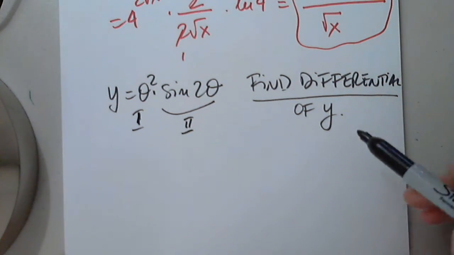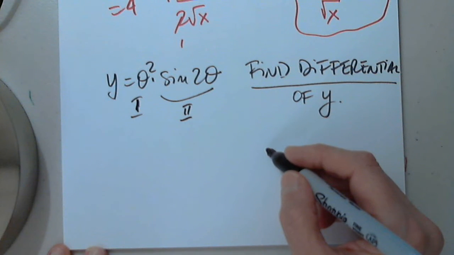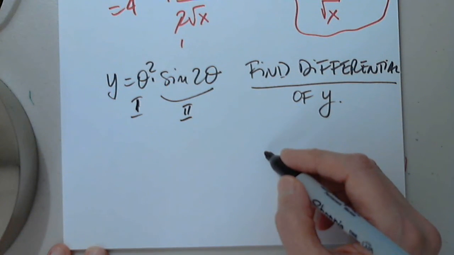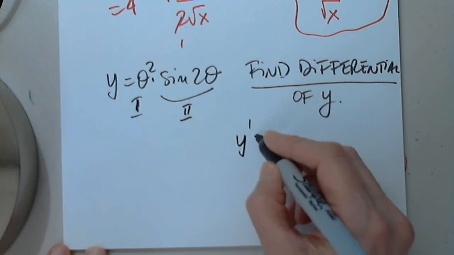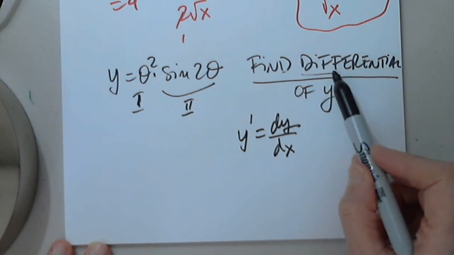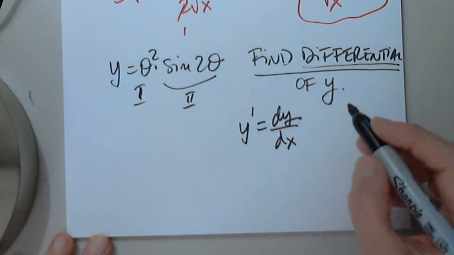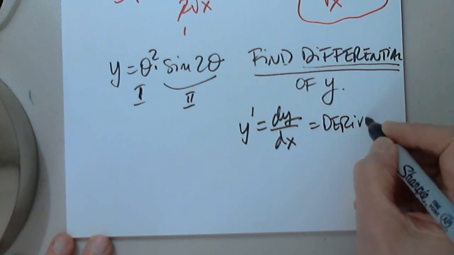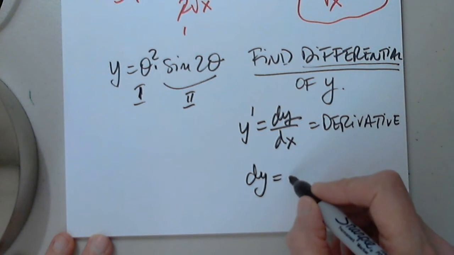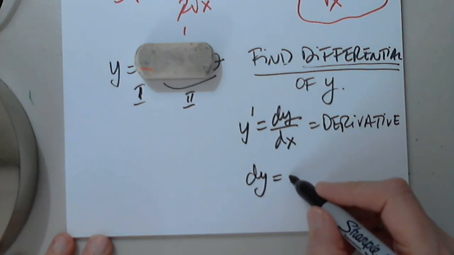So can anyone give us the differential, the formula for the differential of y? And I'll write it here. dy over dx. dy over dx is y prime. Y prime equals dy over dx. We don't want y prime, we want the differential. This is the derivative. Well, maybe like dy is equal to 2 theta. Just the formula first. Just the formula first.